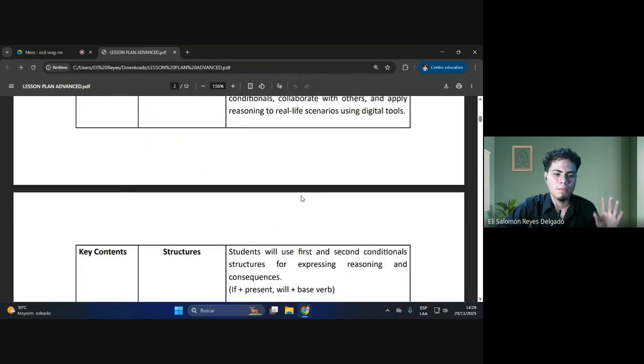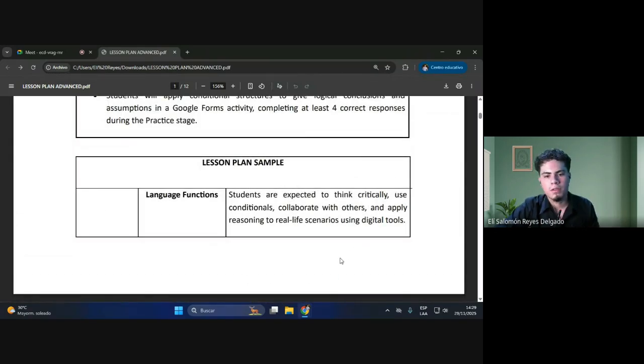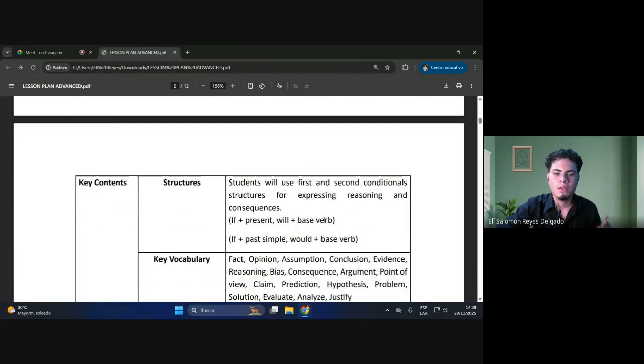Now we have some key contents: the language functions, structures, and key vocabulary. For the language function, students are expected to think critically, use conditionals, collaborate with others, and apply reasoning to real-life scenarios using digital tools. On the other hand, we have structures. A student will use first and second conditional structures for expressing reasoning and consequence.